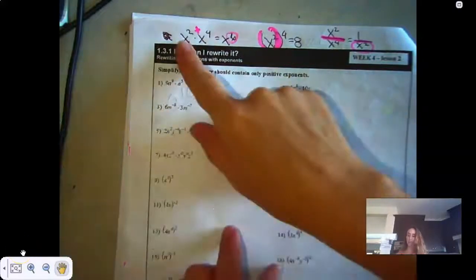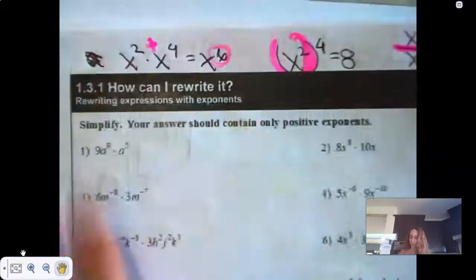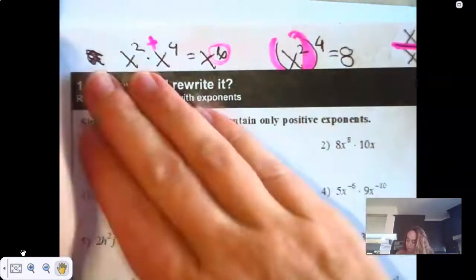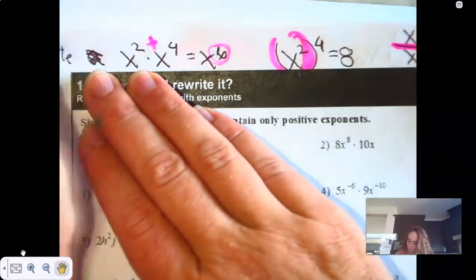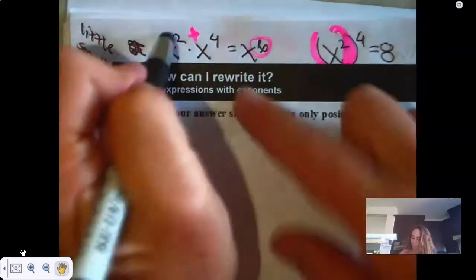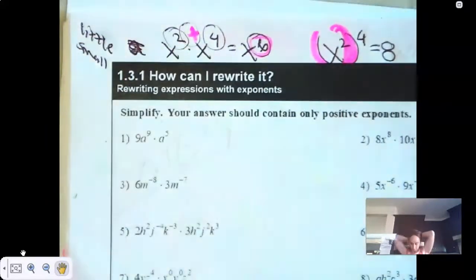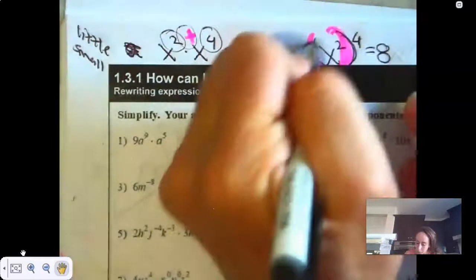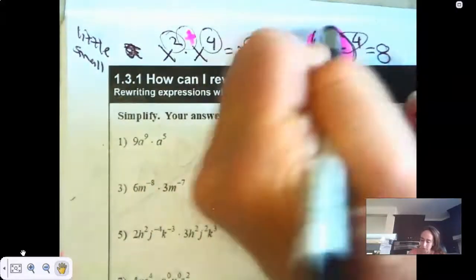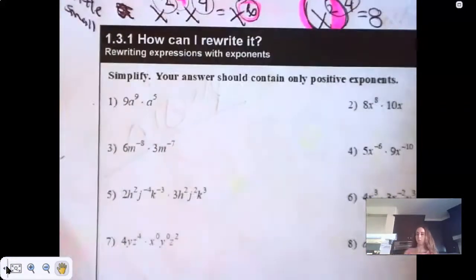Okay, I need you to write down these rules. So let's have you write them down and let me talk about them. When you see the little, or the small, sorry, the little or the small, so 2 plus 4, 6. When you see parentheses, you multiply. All right, so let's start with number 1.